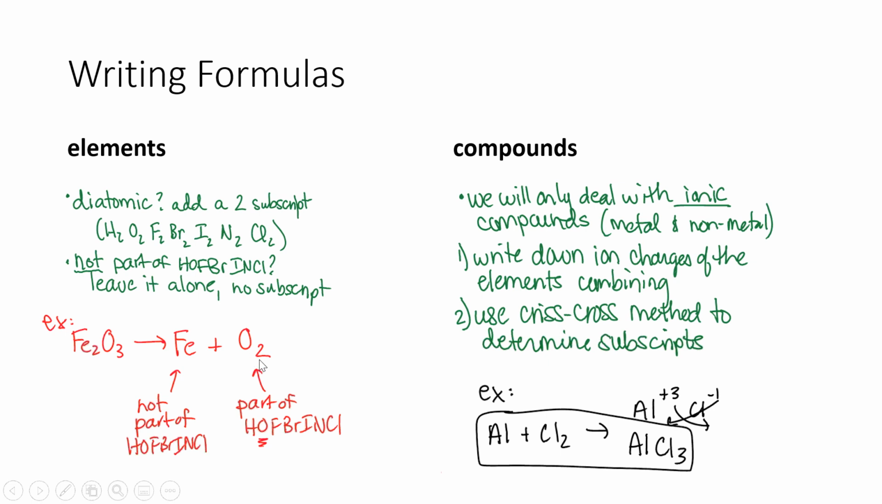And so if we're not writing an element, we're going to be writing a compound, and we're only going to deal with ionic compounds. I should say, we might also see water and CO2. Those are really the only covalent compounds we might run into. But otherwise, we're only predicting products of ionic compounds, so when you have a metal and a non-metal. And when you're writing the formula for an ionic compound, you want to consider charge. So you write down the ion charges of the elements that are combining, see if those charges add up to 0. If not, do the crisscross method to determine the subscripts of the formula there.